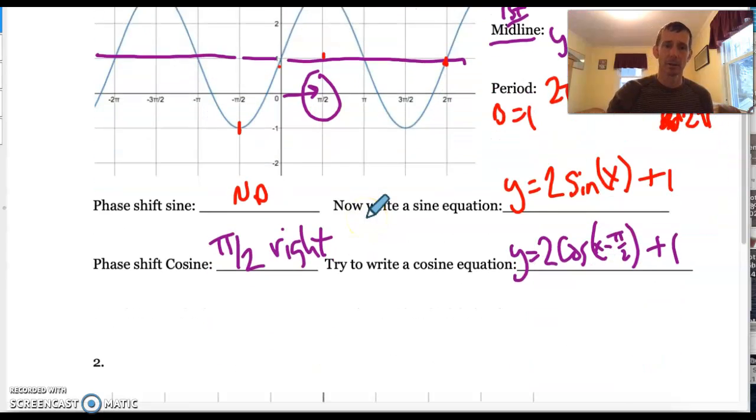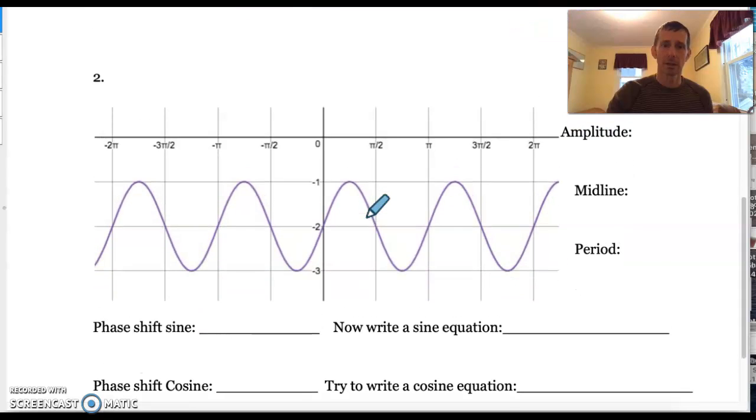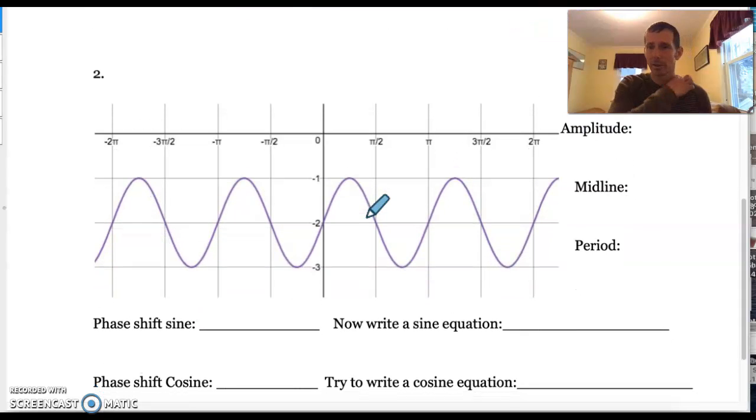It would look just like this. So you are going to take a second and try number 2. You're going to try it for sine, and then you're going to try it for cosine. But try it for sine completely first. We'll check it, then we'll do cosine. So I'm going to pause, you're going to pause, and you're going to try it.